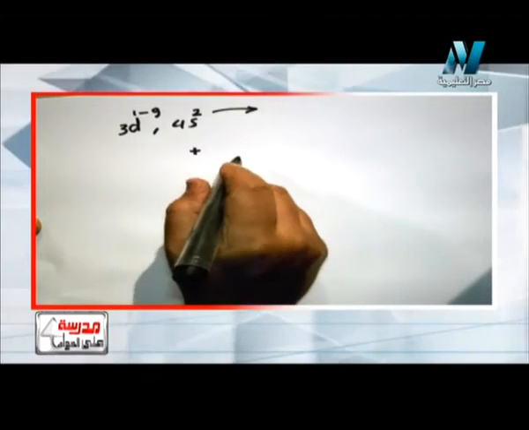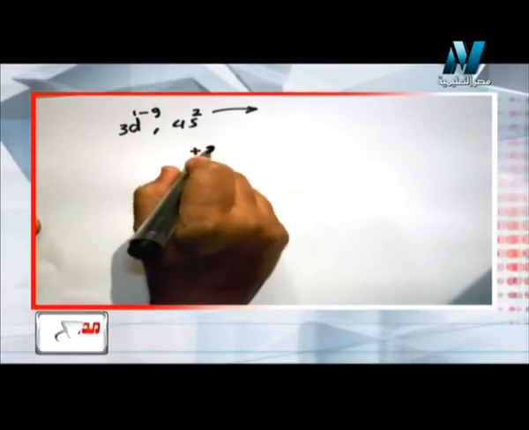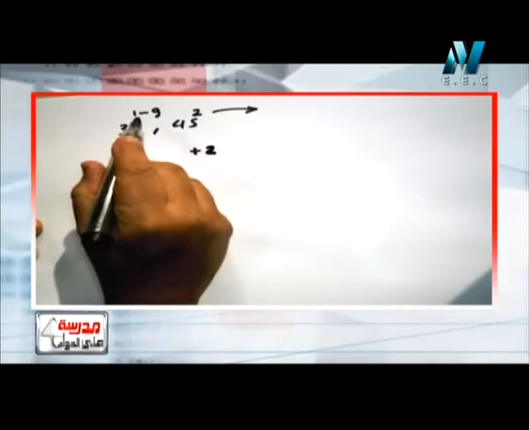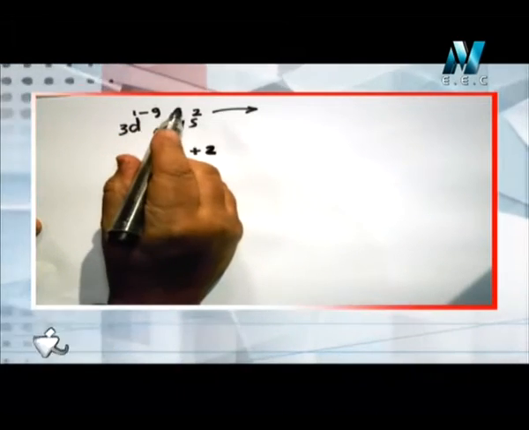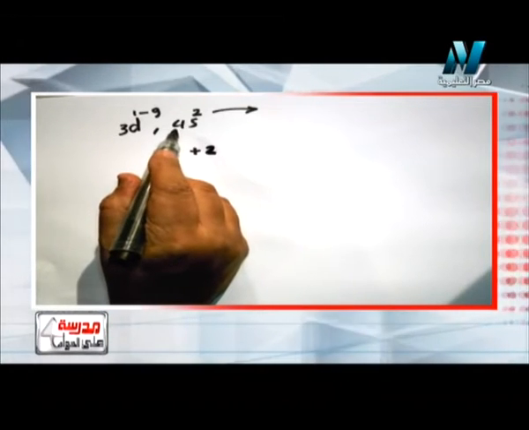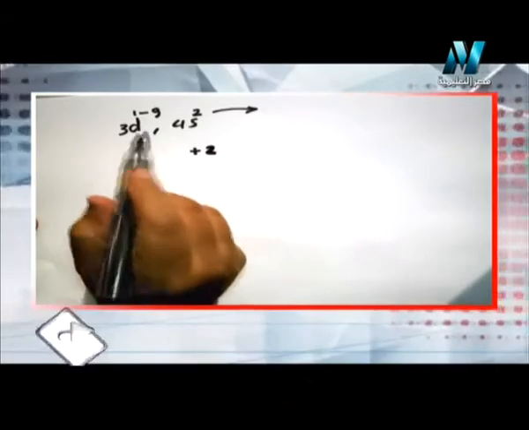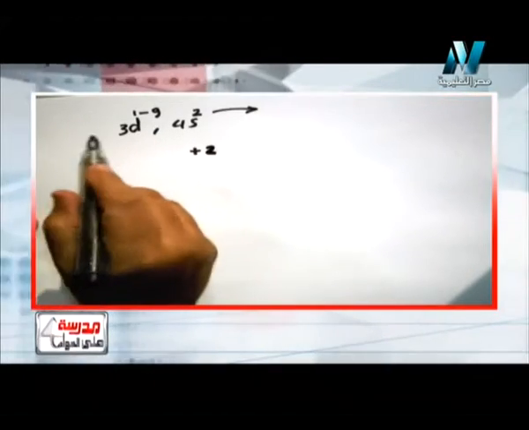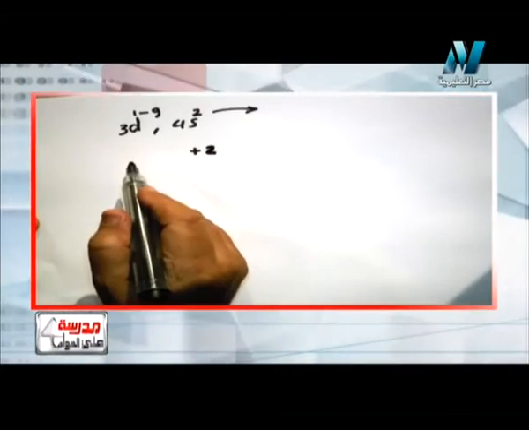So it will be positive 2. This is the first oxidation state. Also, it can lose electrons from 3d. This is because the energy of 3d and 4s are close together. It can lose electrons from 4s and from 3d in sequence.